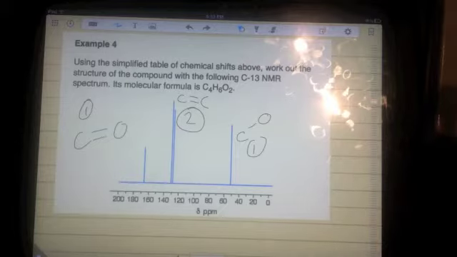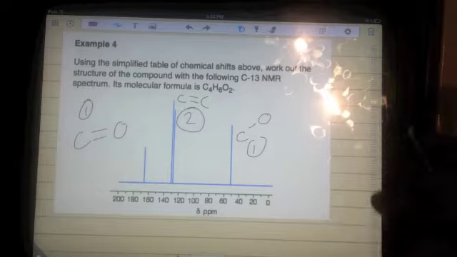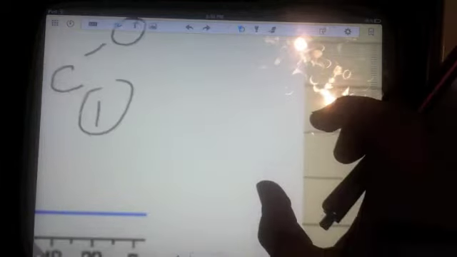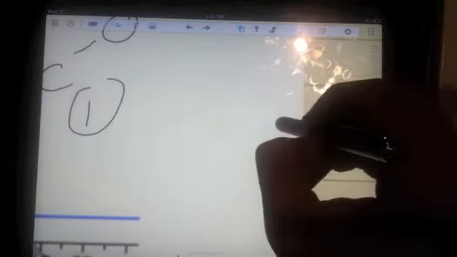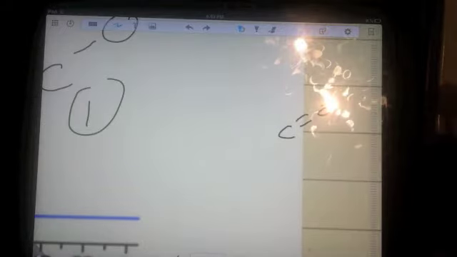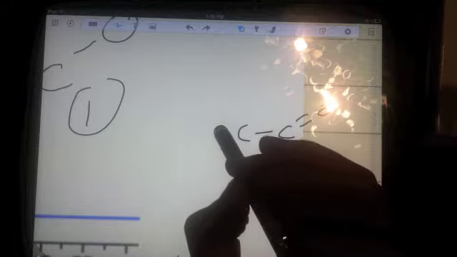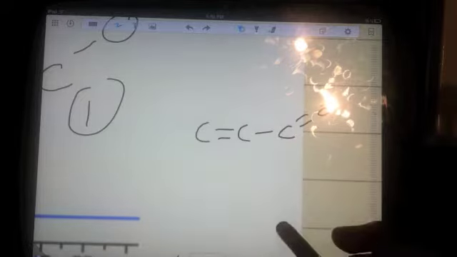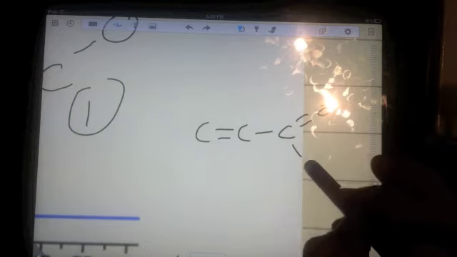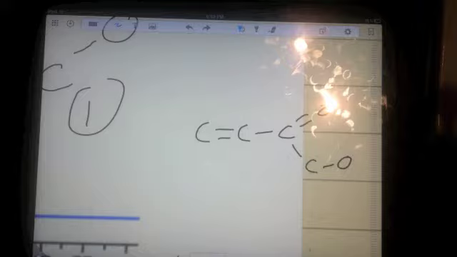Right, so I'll try and zoom out. I'm not too sure if I can do that actually. I'll just try and draw it over here. So what we must have is a carbon double bonded to oxygen. We're going to have a carbon here, double bonded to another carbon. And we must have another carbon bonded to oxygen out here.